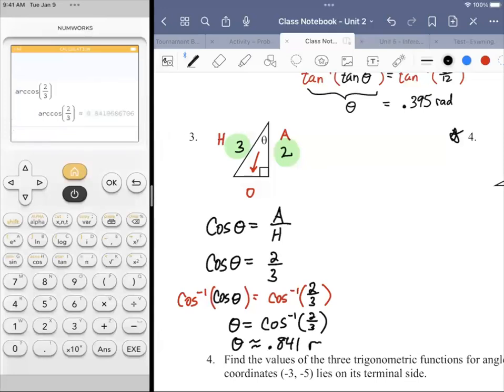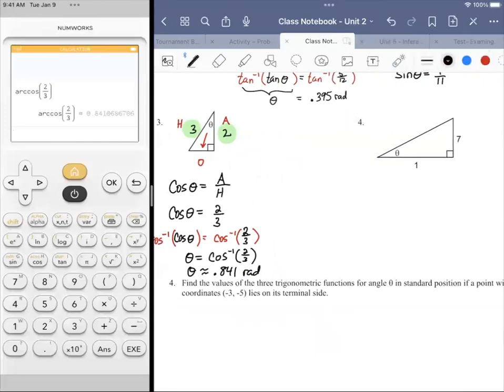Now that's radians. A little clue as to what type of angle you're looking at would be in the upper left-hand corner of the NumWorks calculator. In the orange ribbon, it says rad. So these are rads. If it were in degree mode, it would be degrees. All right.